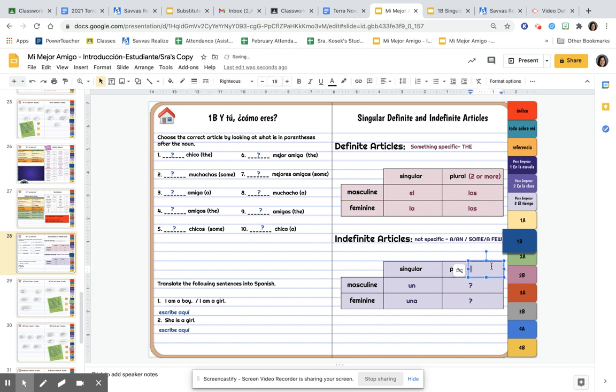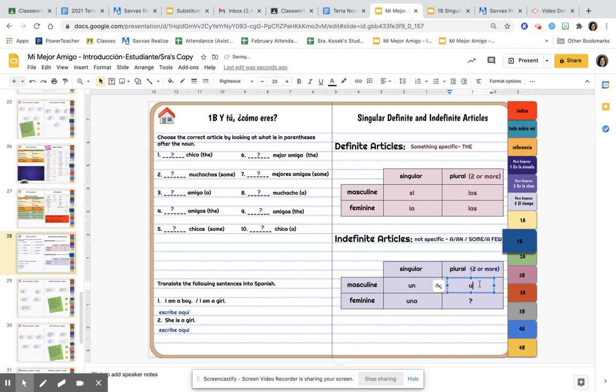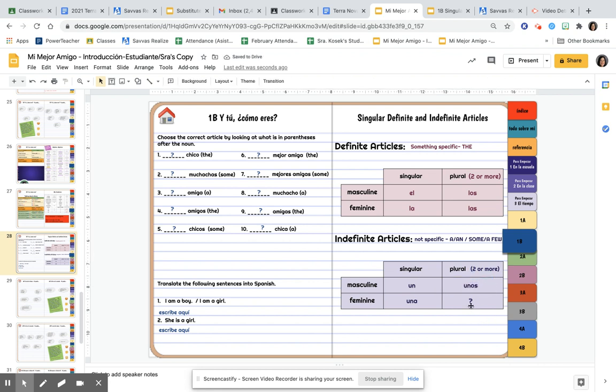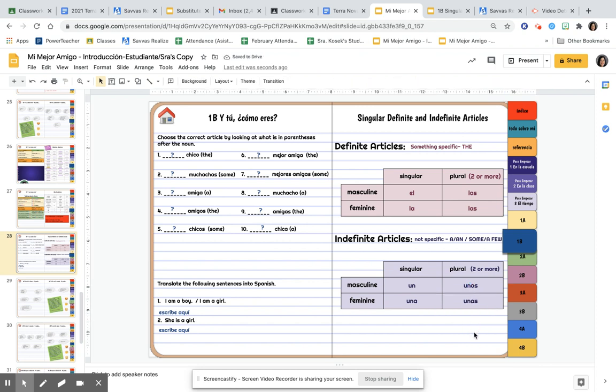I forgot to fill this in. Plural again means 2 or more than 1. Un becomes unos, and una becomes unas. That's pretty much the whole notes.